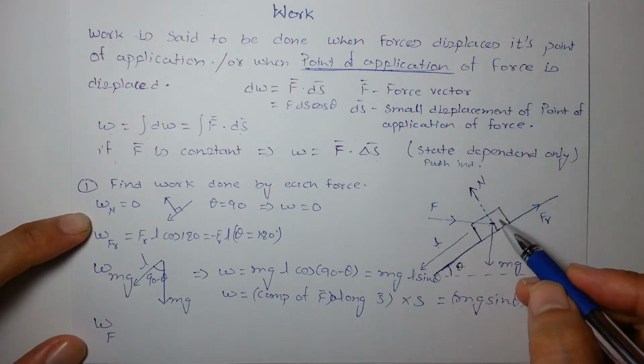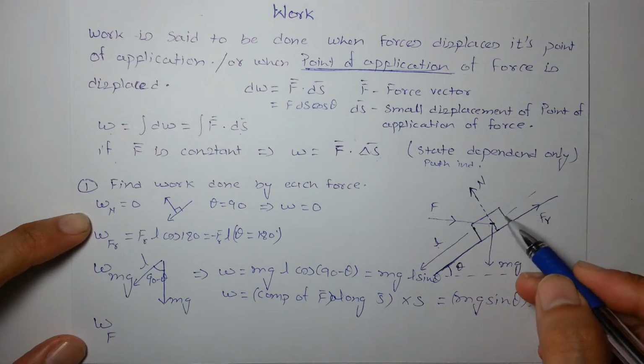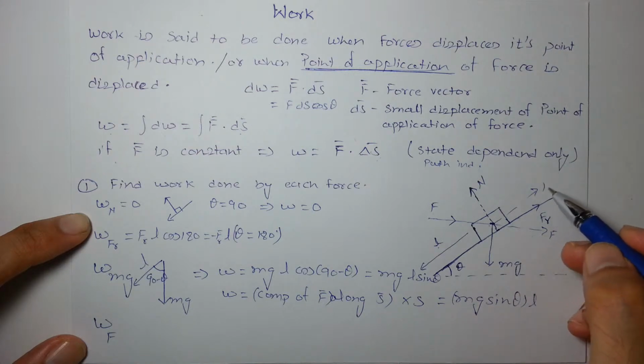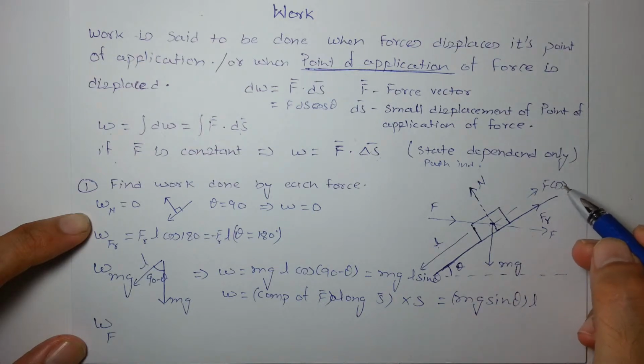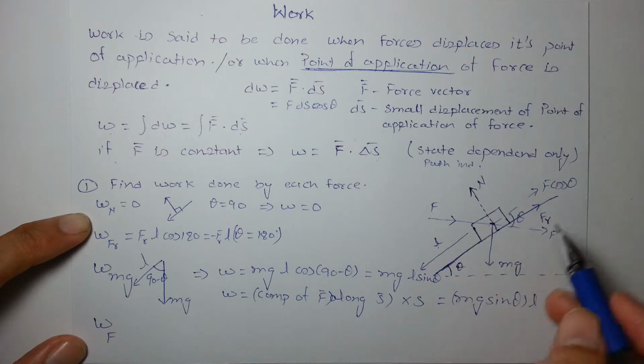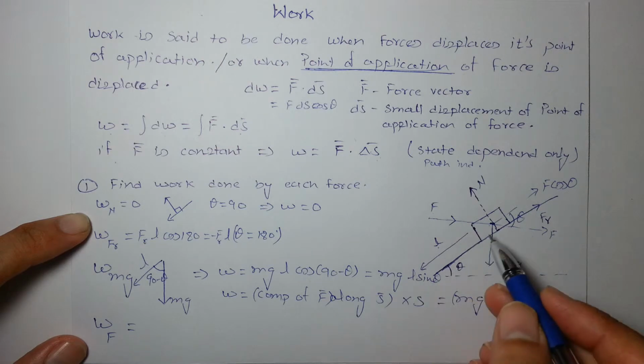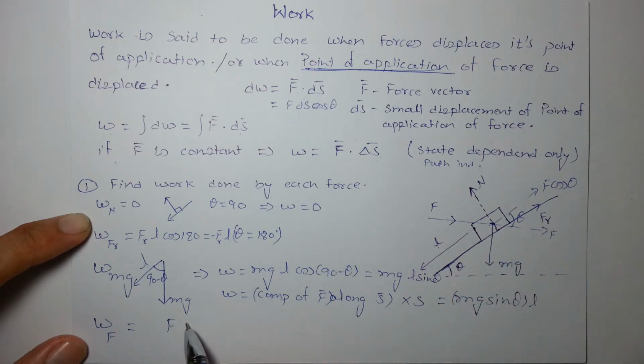Let's take the similar method to calculate work done by F. The component of F in this direction, in this line, this is F and this will be F cos theta, as this angle is theta. So we can say component of F along the line of displacement is F cos theta, and the displacement is L, but they are opposite, so we get a minus sign here. So work done by force F is minus F cos theta into L.